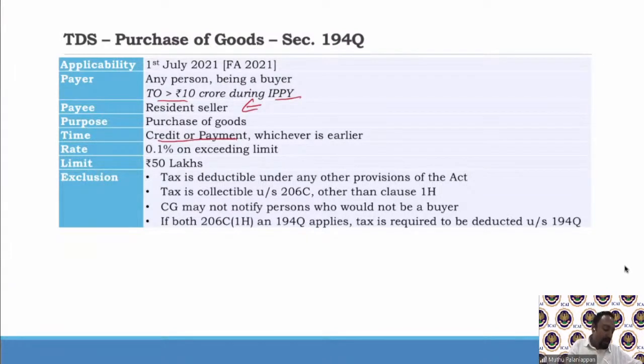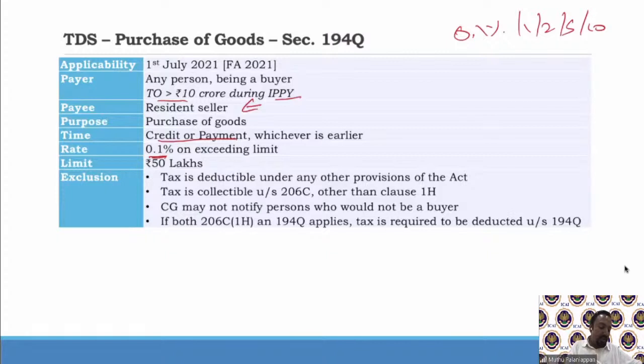Now we have a new rate called 0.1 percentage. Earlier you saw 1, 2, 5, 10. So now we have another rate which is 0.1 percentage. The limit here is 50 lakhs. So typically till 50 lakhs, it is not applicable. So in a year, if the payment is less than 50 lakhs, this provision is not applicable.